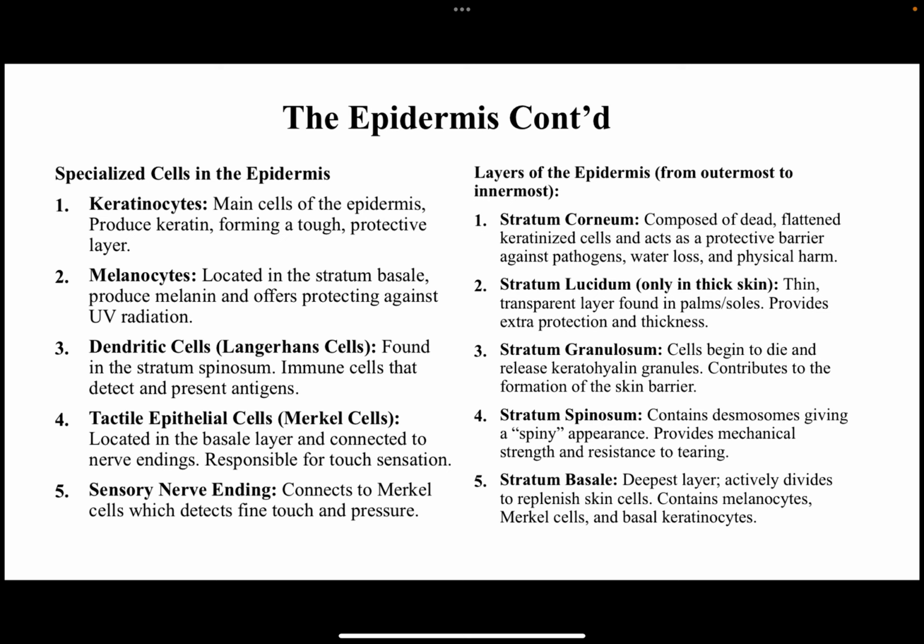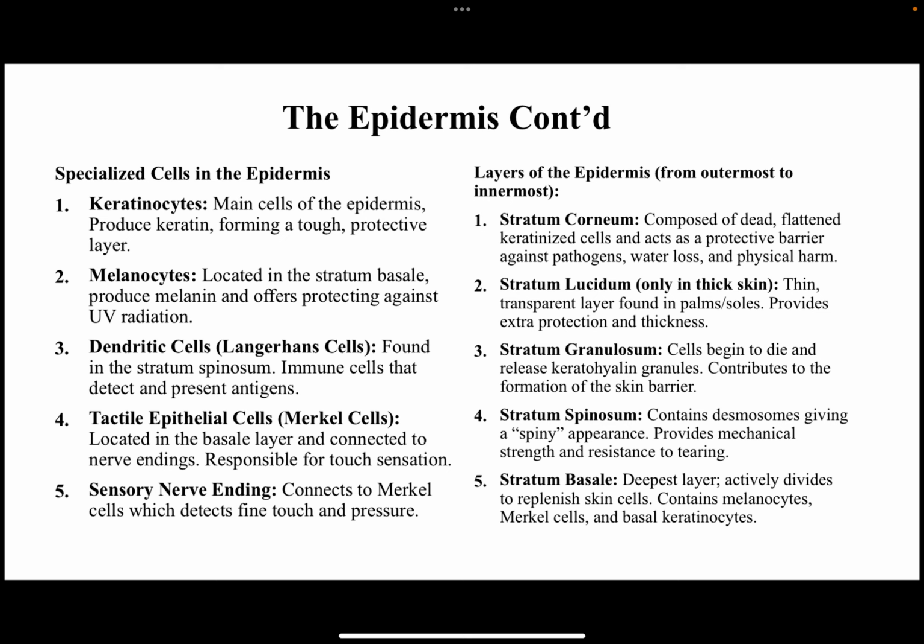Okay, that aspect is very, very important in anatomy. Because you see, the skin protects the body from ultraviolet radiation primarily through melanin. So melanin is more like a pigment. It is produced by specialized cells, the melanocytes.